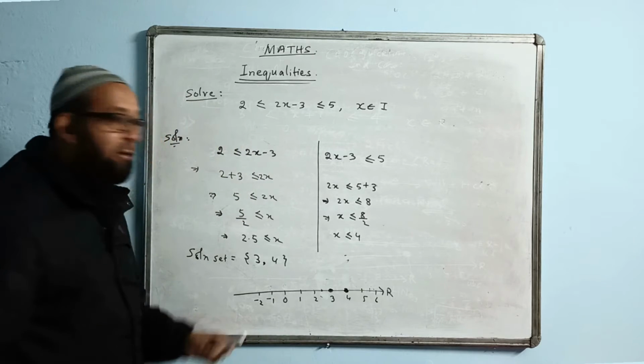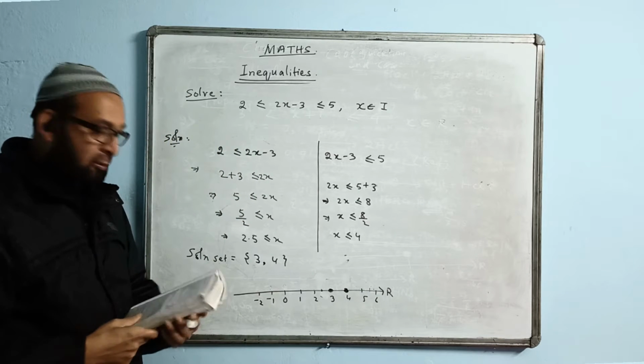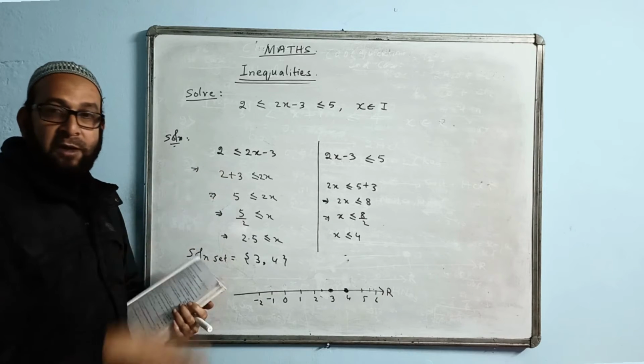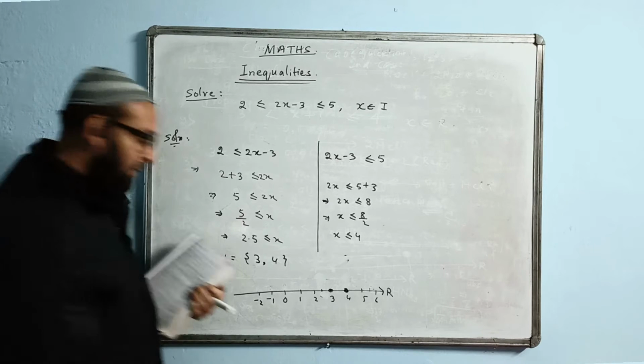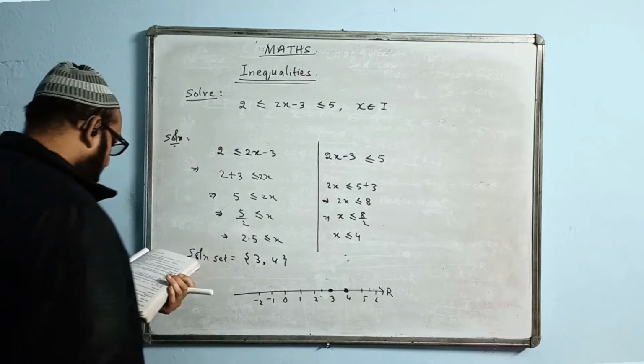Only for real numbers we will be using the hollow and the thick dot. Only for real numbers, because real numbers cover everything in between. All types of numbers will be covered by drawing a line. Okay, now I give another question.